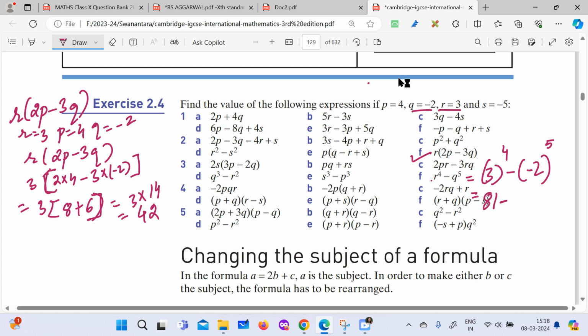And now you have to be careful here again. Since the power is odd, this answer you will get in minus itself. And 2 to the power of 5 is 32. So this will become minus 32. Got it? So 81 and minus becomes plus, and then 32. So you have 113. Any doubt? No doubt.